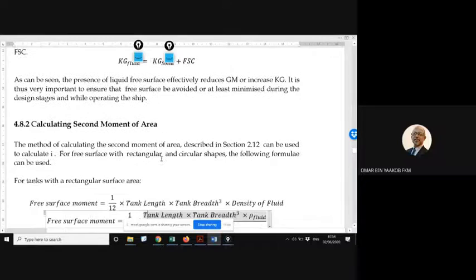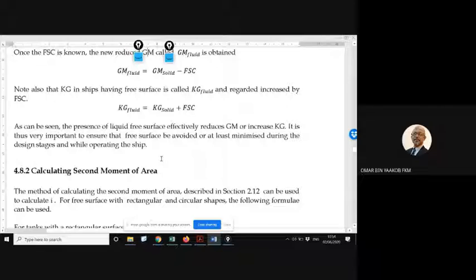And one thing to say is that the free surface effect does not depend on the volume of the liquid, but it depends on the free surface. So if you have a tank that is full, 100%, there is no free surface, then there is no problem. If you have a tank that has only 1 centimeter or 2 centimeter of liquid, then you may have a problem because of the free surface of that 2 or 3 centimeter depth of liquid.